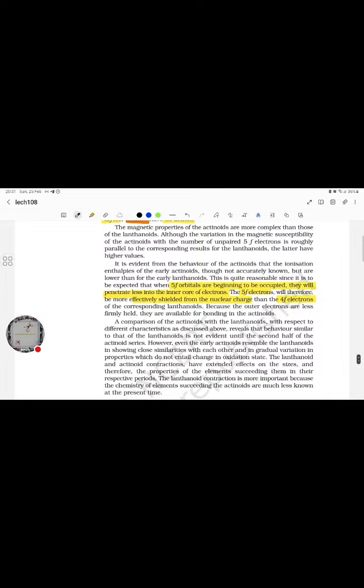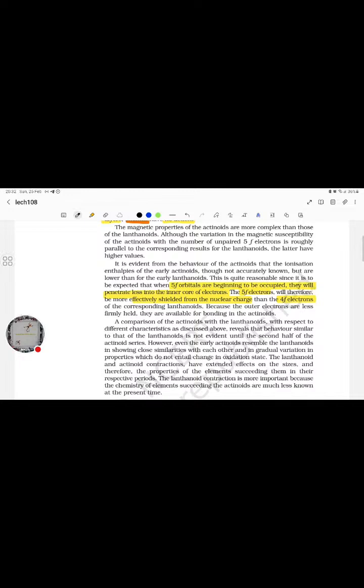It is evident from the behavior of the actinides that the ionization enthalpies of the early actinoids, though not accurately known, are lower than for the early lanthanoids. This is quite reasonable, since it is to be expected that when 5f orbitals are beginning to be occupied, they will penetrate less into the inner core of the electrons.